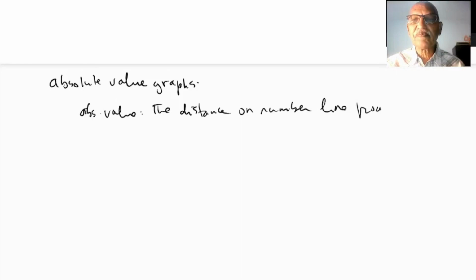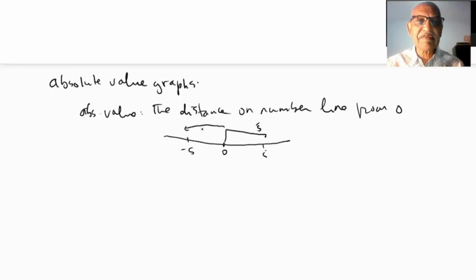from 0. The distance on number line from 0 means if this is 0, this is 5, this is minus 5. Distance from 0 to 5 is 5. Distance from 0 to negative 5 is 5. That's why absolute value is always positive, because it is distance. So absolute value of negative 5 is always 5.